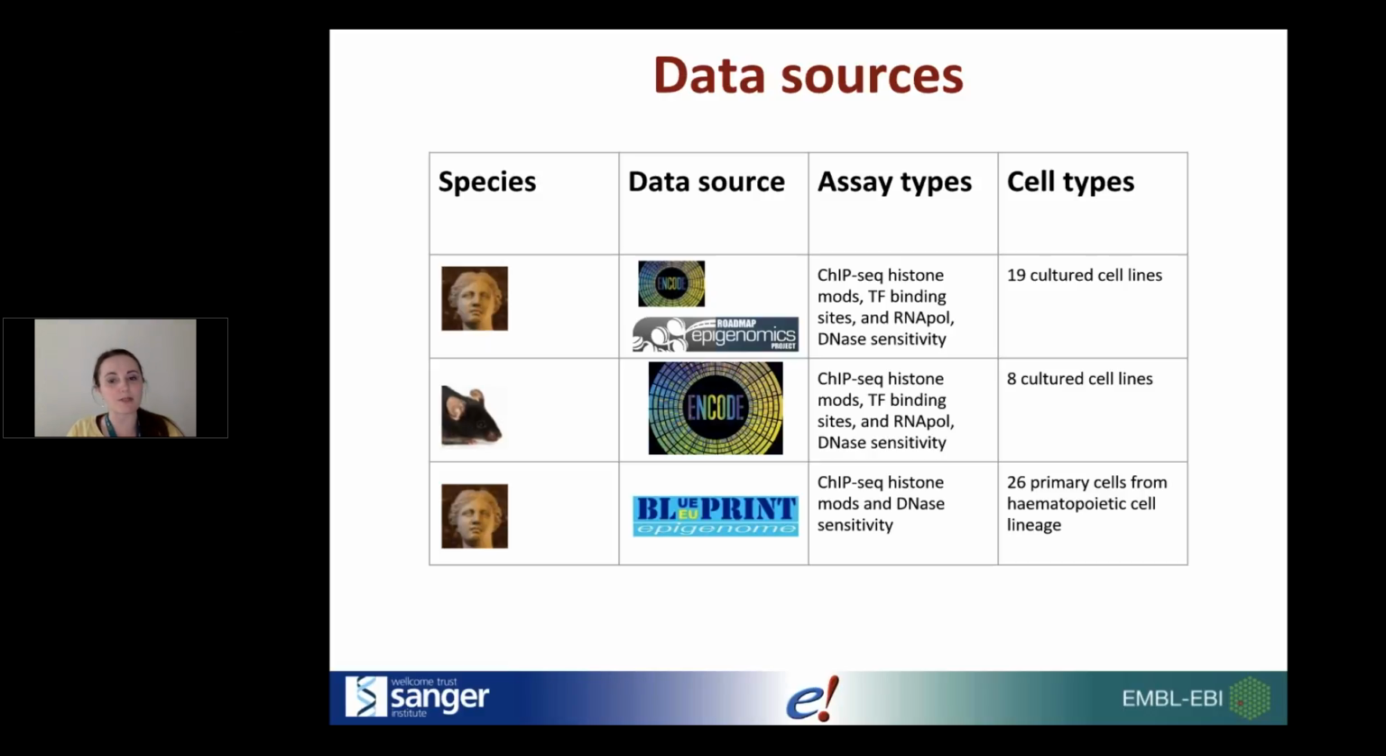They also did some experiments with mouse in ENCODE, and again we have ChIP-seq, histone modifications, transcription factor binding sites, and RNA polymerase, plus DNA sensitivity.